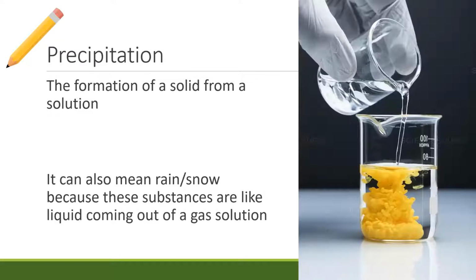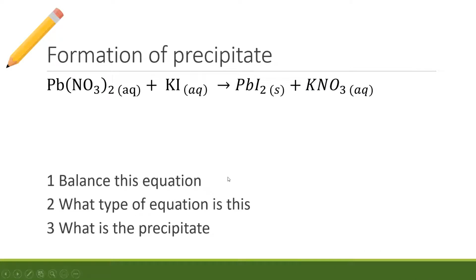So precipitation is the formation of a solid from a solution. You add a liquid and you make a solid. Now I didn't tell you why the solid got made, I just told you the solid got made. And we said that here is an example. We took this example, we balanced it, we figured out what type of equation it was, a double displacement, and we said, well, what is the precipitate? We said that lead iodide was the precipitate here.